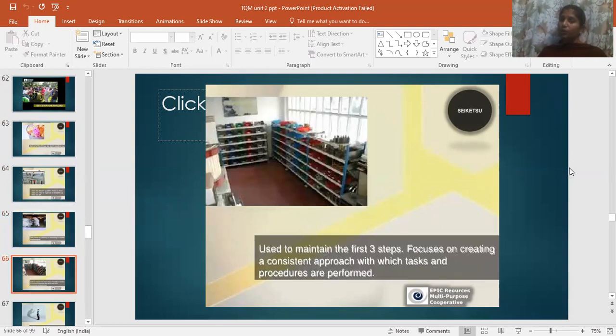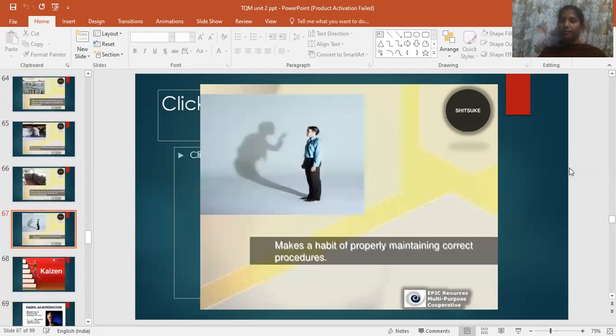Seiketsu is used to maintain the three steps. It focuses on creating a consistent approach with which tasks and procedures are performed. And the last one is we have to make it a habit of properly following the correct procedure. So sustainability and discipline come here.